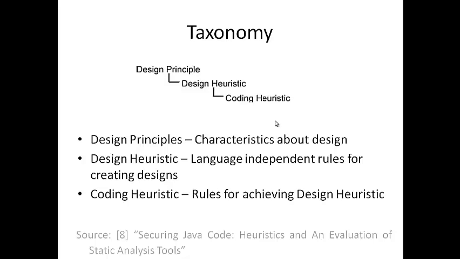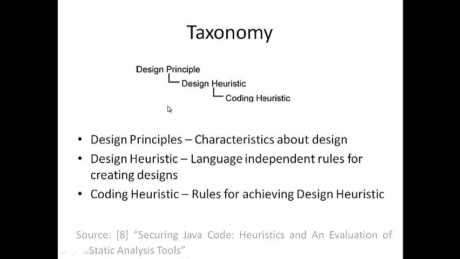We have design principles at the top level of abstraction. They are basically the characteristics about design. For example, a software design shouldn't be too rigid, such that every change affects other parts of the system. Secondly, software shouldn't be fragile. That is, when you make a change in one part of the system, it shouldn't break the other parts of the system. And finally, the software design shouldn't be immobile, which makes it harder to reuse.